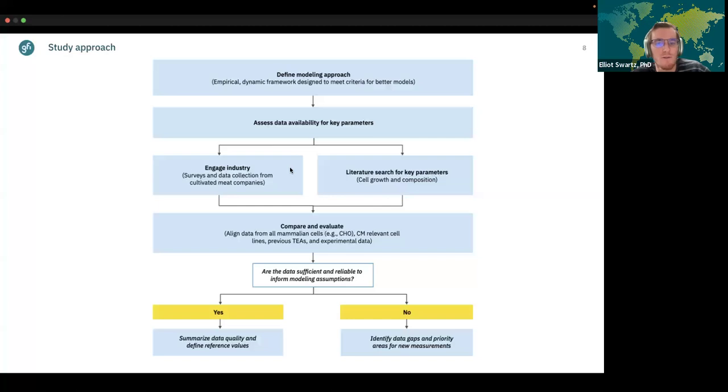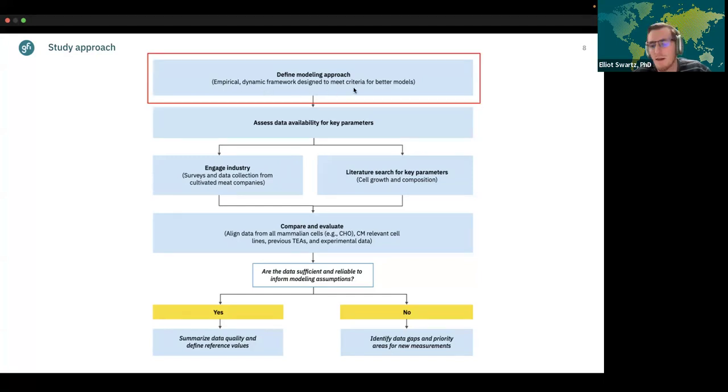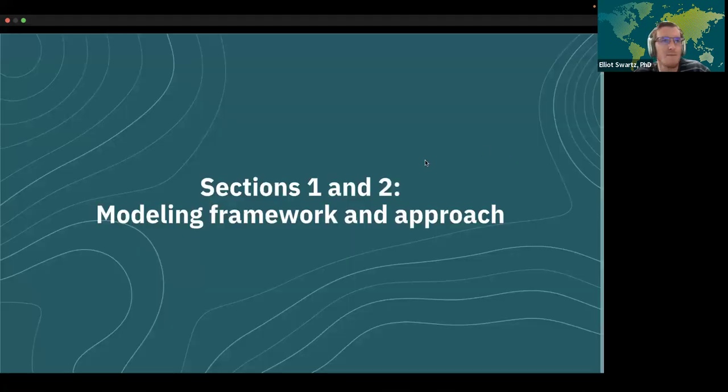And so this is a general sort of high-level overview of the study approach. We're going to walk through each of these, starting with the modeling framework, and I will turn it over to Bert to talk about that.